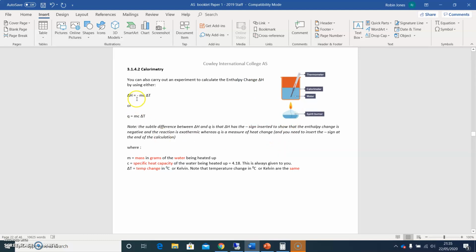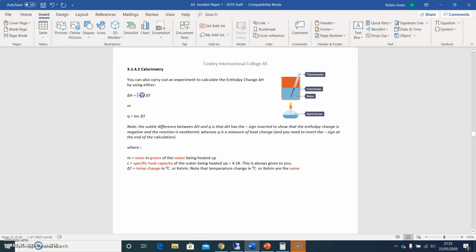Okay, how do we do that? ΔH equals minus mcΔT. Why a minus, first of all? Well, a minus means that this is exothermic, giving out heat. So we need a minus in there because the minus tells you that there's an exothermic reaction going on. Something is giving out heat.